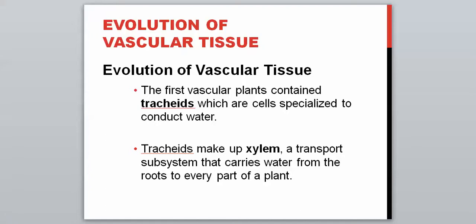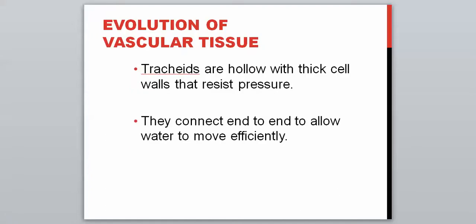So tracheids and xylem. Tracheids are hollow with thick cell walls that resist pressure, and they connect end to end to allow water to move efficiently. So it's almost like they form a little system of tubes inside of the plant. They're going to connect end to end so the water can flow easily to every part of the plant, and they're going to be able to resist pressure, because if we have a bunch of water running through them, we don't want them to burst open. So they're just like really solid tubes, like a nice plumbing system that moves water everywhere throughout the plant.